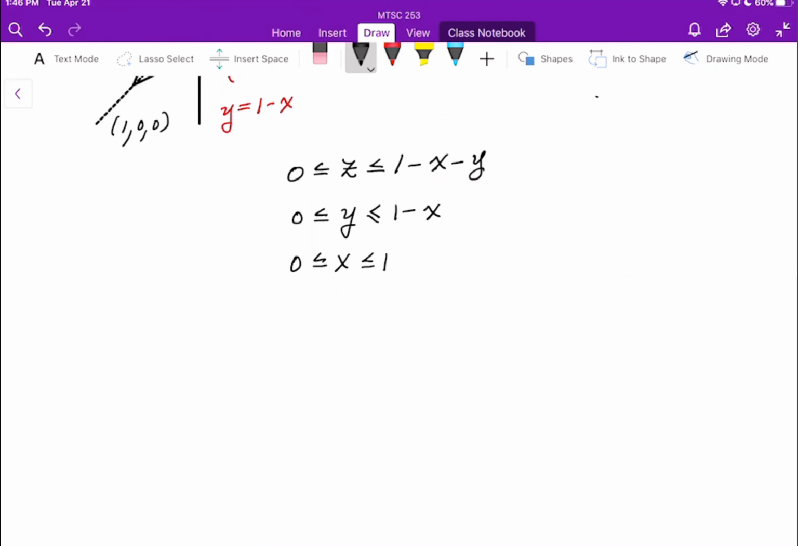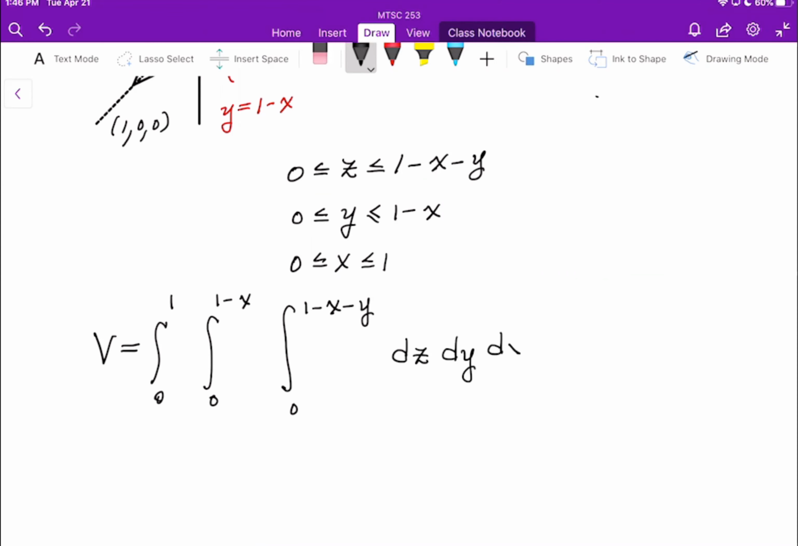So therefore the volume of this tetrahedron is the integral from 0 to 1, the integral from 0 to 1 minus x, the integral from 0 to 1 minus x minus y, dz, dy, dx. Okay, and we did this integral before. It just comes out to be 1/6.